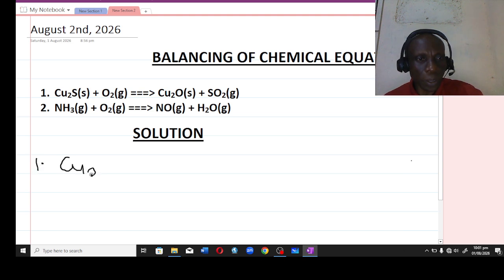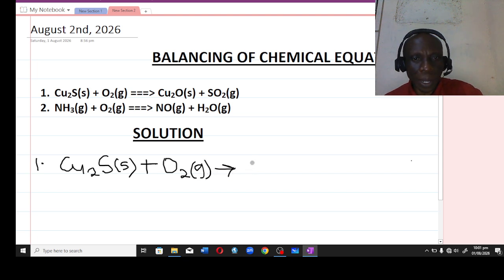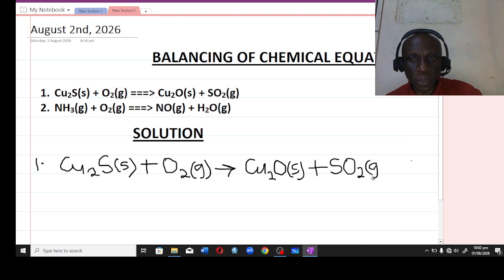we have copper 2 sulfide, okay? That's a solid. And that it combines with oxygen gas, okay? It bonds in oxygen, and when that happens, it produces copper 2 oxide, which is a solid, and also sulfur 4 oxide, okay, which is a gas.